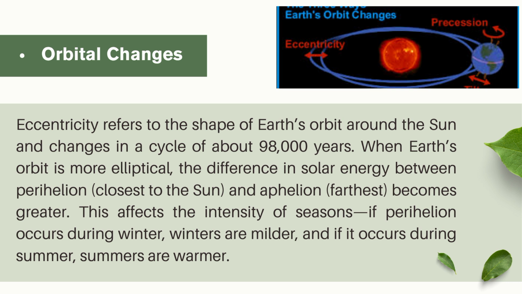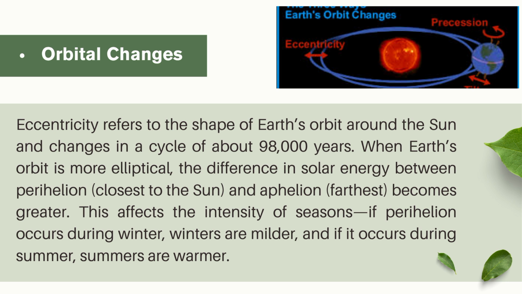Eccentricity refers to the shape of Earth's orbit around the sun and changes in a cycle of about 98,000 years. When Earth's orbit is more elliptical, the difference in solar energy between perihelion, closest to the sun, and aphelion, farthest, becomes greater. This affects the intensity of seasons. If perihelion occurs during winter, winters are milder, and if it occurs during summer, summers are warmer.